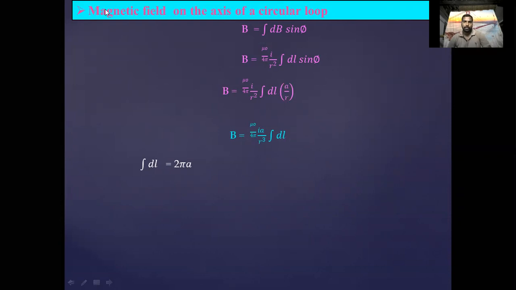Now integral dl means the length of the conductor. That conductor is a circular loop with radius a. The length of a circle having radius a is equal to 2 pi a. That's integral dl is equal to 2 pi a. Substitute this here.